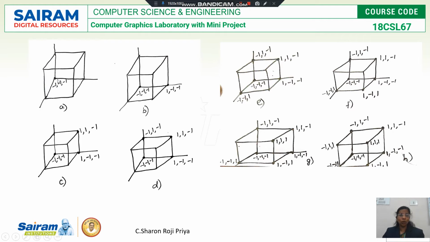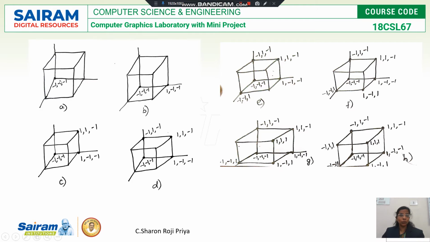So this is my origin. This origin you can take as -1, -1, -1. And you assume this cube is a 2 unit cube. That is, each side, each edge, is of 2 units. So if this origin is -1, -1, -1, how to get the other vertices? Keeping this origin as the reference, I have to get the other vertices of my cube.